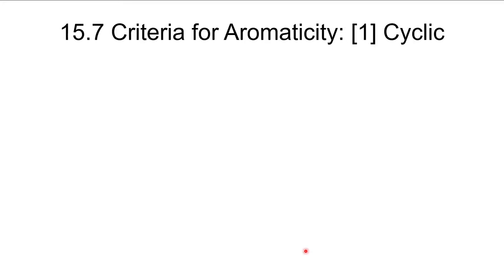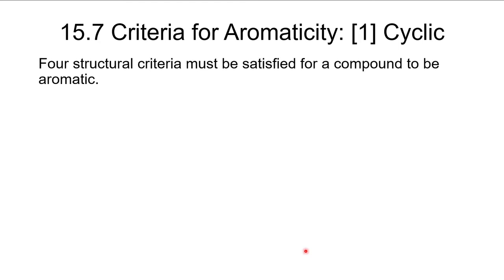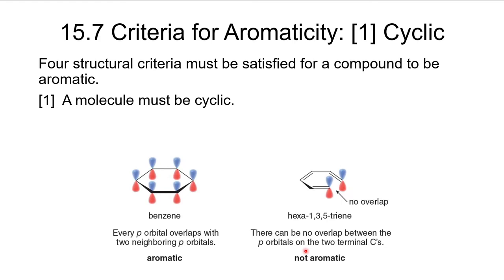So there are four criteria that we use for determining if a compound is aromatic. The first one of those is that a molecule must be cyclic to be aromatic. If you have a compound that is acyclic, it will not be aromatic. It just can't be. It won't work. As an example, here we've got benzene. Benzene is aromatic. By definition, it's aromatic.